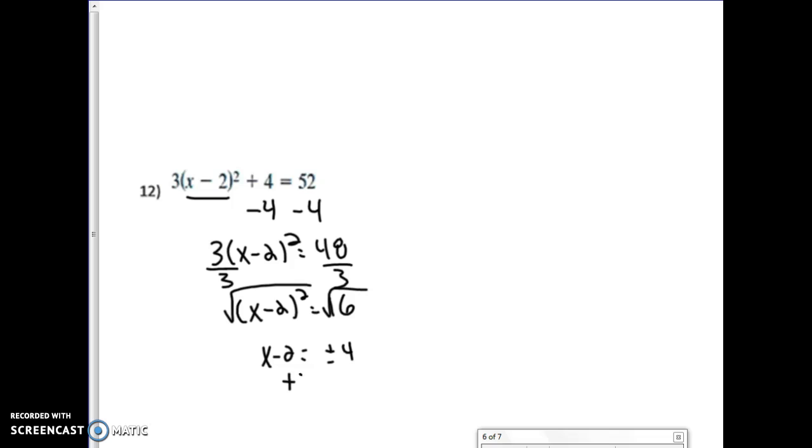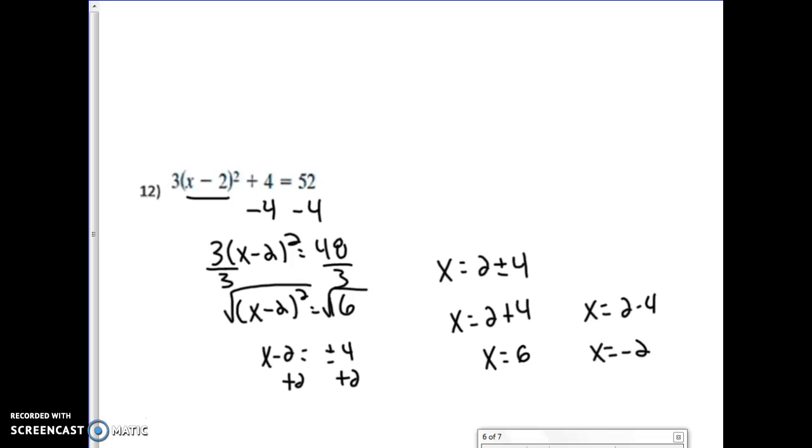And then I'm going to add 2. So I got x equals 2 plus or minus 4. So I'm going to say x equals 2 plus 4, and x equals 2 minus 4. So I get x to be 6, x to be negative 2. Just to show you guys that it works, if I do 3 times 6 minus 2 squared plus 4, I should get 52. 3 times 4 squared plus 4. So 3 times 16, which is 48, add 4, I get 52.